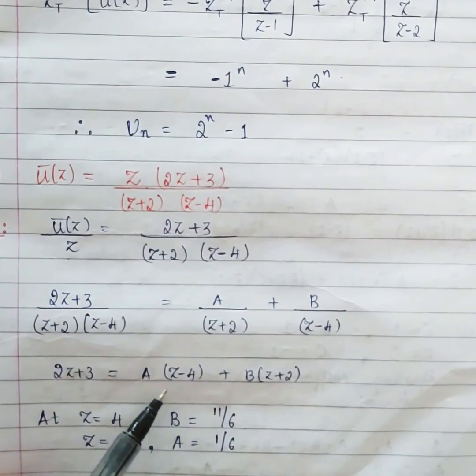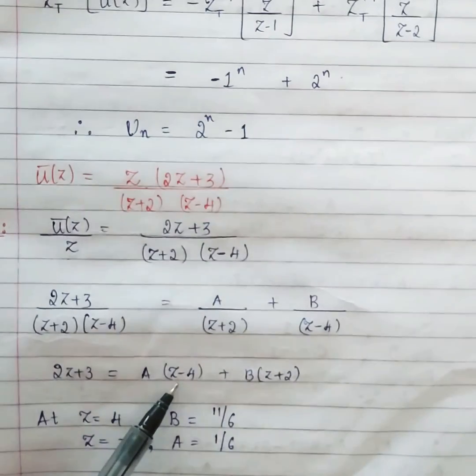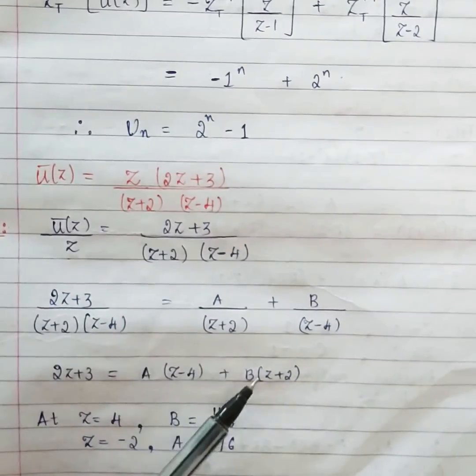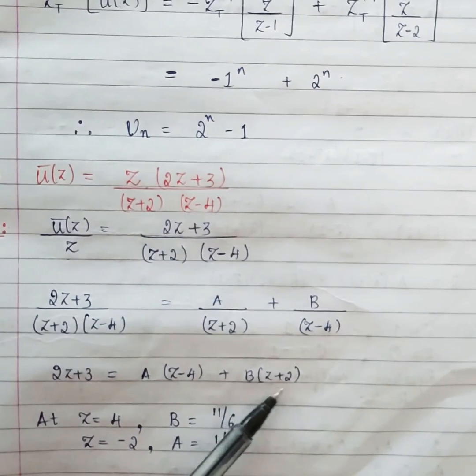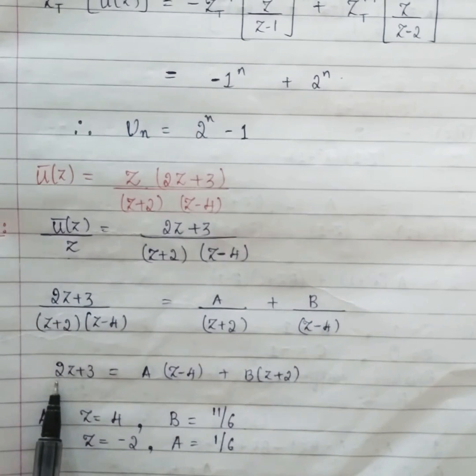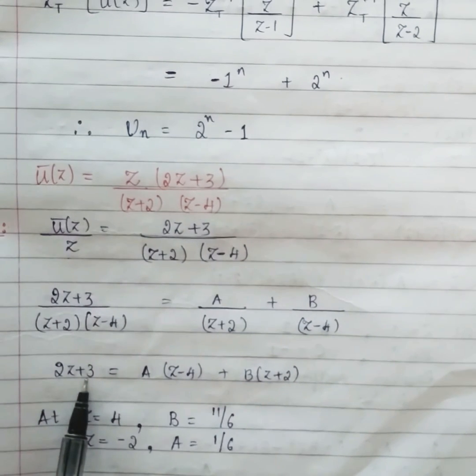Now what is a suitable value to substitute? If you substitute z as 4, a will become 0. B will become 6b. Is equal to, left hand side what will happen? 8 plus 3, 11.